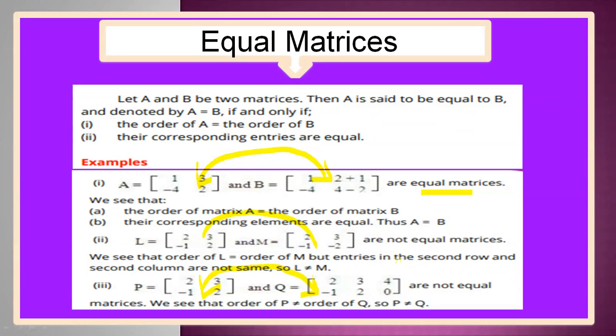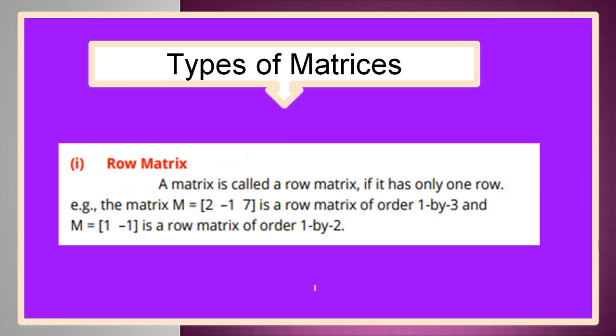Okay, so I hope you have understood all the criteria for matrices: what are rows, what are columns, what is order, what are equal matrices. So let's move on towards the types of matrices.